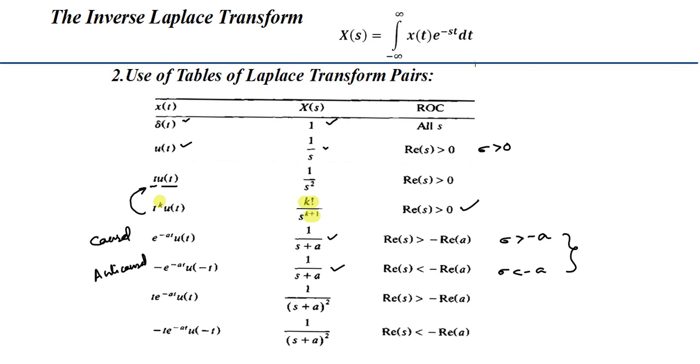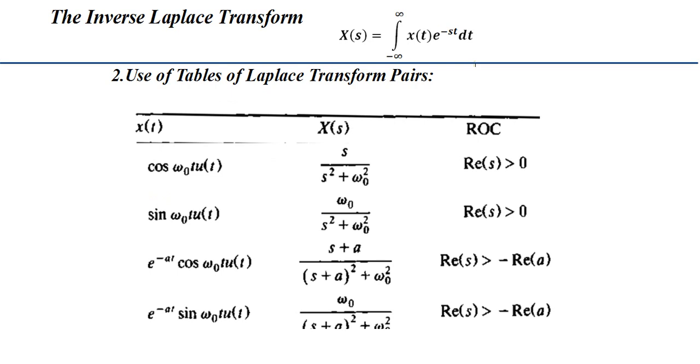Another one is a slightly modified version of this, t into u of t. Similarly if there is t into the causal signal, definitely there will be s plus a whole square, and the same thing is applicable for the anti-causal signal also. For t into the anti-causal signal it is similarly 1 by s plus a whole square. Or we can combine these two results, and the ROC is also different. Anyway, you need to study this, it is very important, and by using these two results we can write the other equations. The other two equations are also very important.